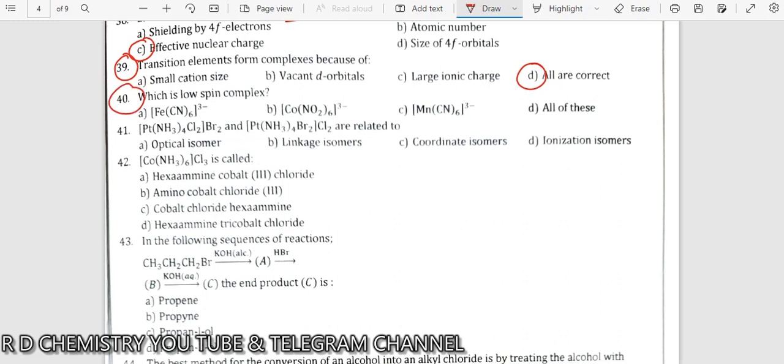Question number 40, coordination compounds about the high spin, low spin complexes. So answer is option number D. All are strong ligands. Question number 41, isomerism in the coordination compounds. Answer is option number D, ionization isomerism. Question number 42, coordination compounds, IUPAC name of the coordination complex. Answer is option number A.